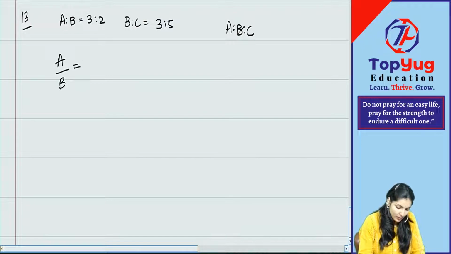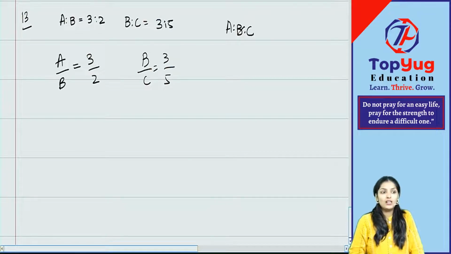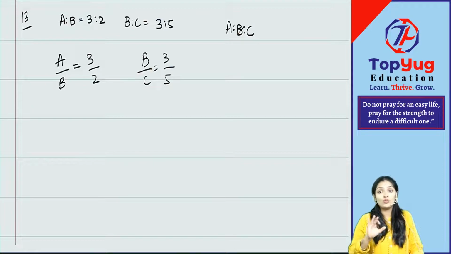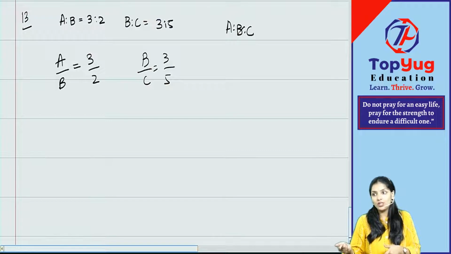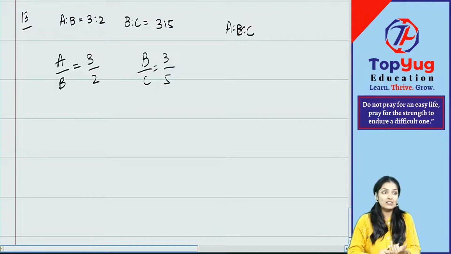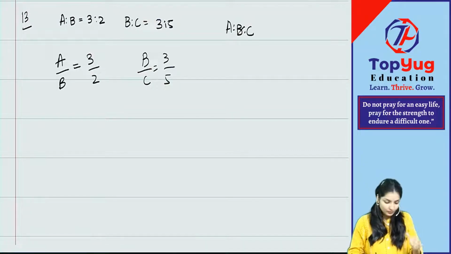A by B is equal to 3 by 2. B by C is equal to 3 by 5. Right? Beta, if you don't know something and I am explaining it to you, you should not copy that. If you know it, that is well and good. But if you don't know and you are busy copying, you will miss what to learn, what to study. So if you don't know, please learn and then copy. I'll give you time. It's okay even if we don't complete it today. We can do it tomorrow also, na?